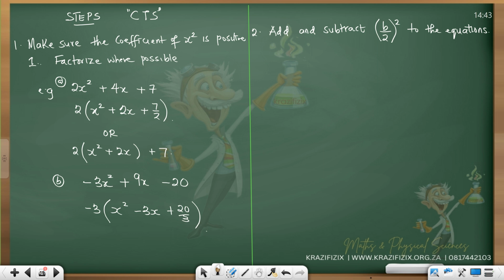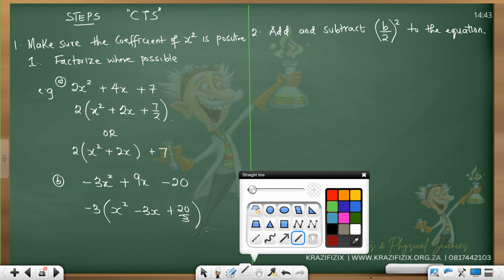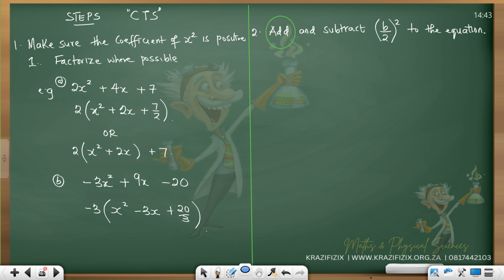So please, it's going to be in 3 folds. So this is the step 1. We're going through the first phase. Add and subtract b over 2 squared to the equation, not to the equations, to the equation. Please take note. I said add. I need you to follow that order. Add first, and then you subtract it. b over 2 squared. Add and subtract.